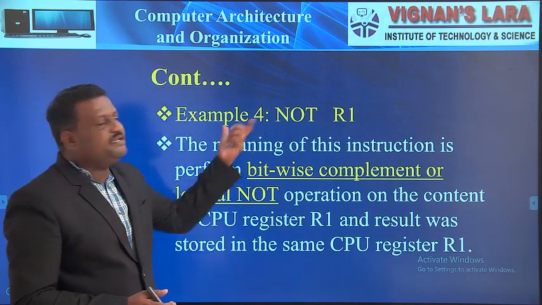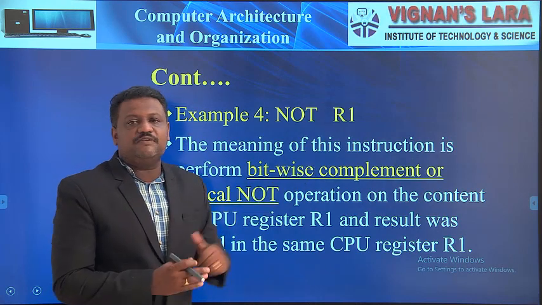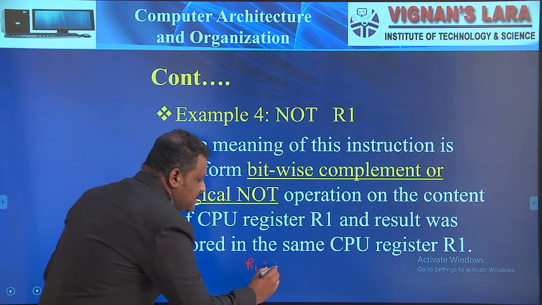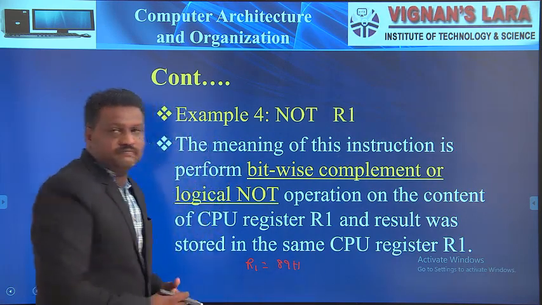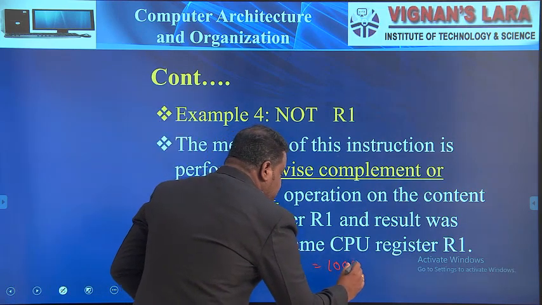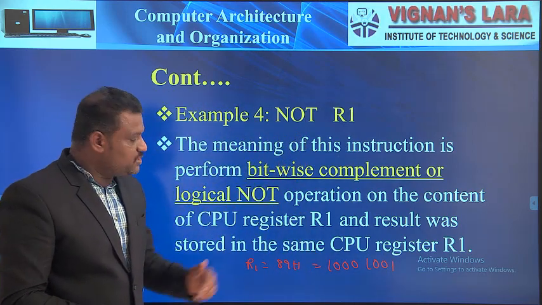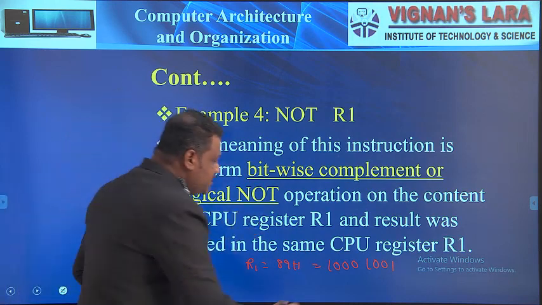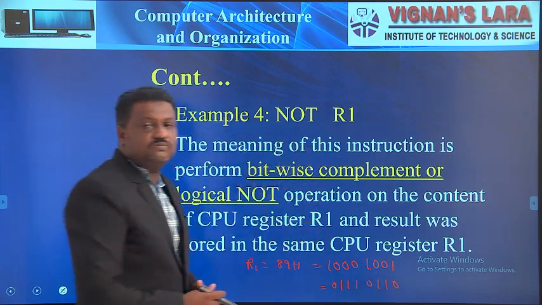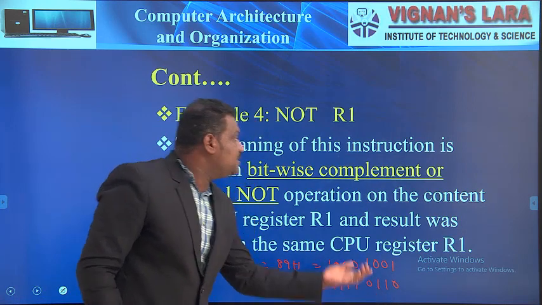So that's why my example is like this: NOT R1. That means complement bitwise the content of the register R1. Again my assumption is R1 value is equal to 89H. Before execution of NOT R1, its binary equivalent is 1000 1001. If I take the complement of the bits present in register R1, the data changes to 0111 0110. Now after execution of NOT R1, this is the value present in register R1.